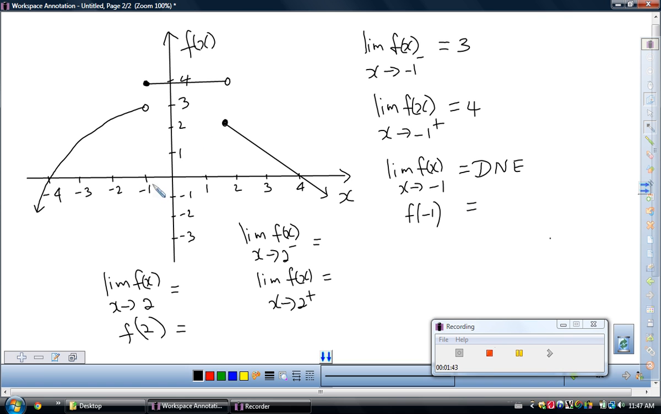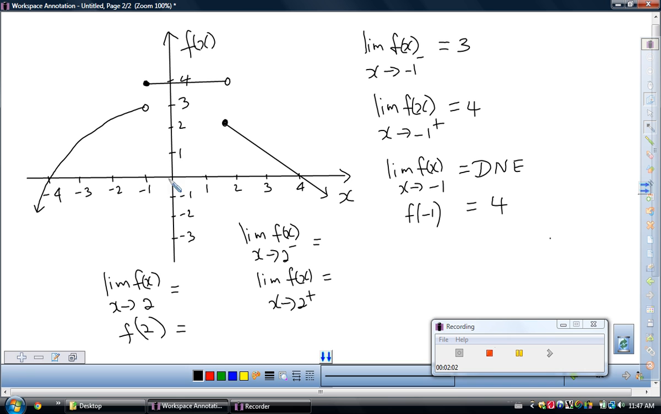Note, f of -1 is equal to 4 because we have a closed dot there. This is an open dot here. Let's look at another example of this. We look at the limit of f of x as x approaches 2.